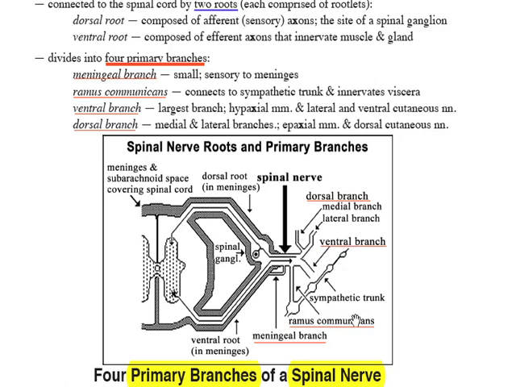The two major branches of a spinal nerve are the dorsal branch and the ventral branch. Both branches have a full complement of nerve fiber types. Their only difference is the regions that they innervate.